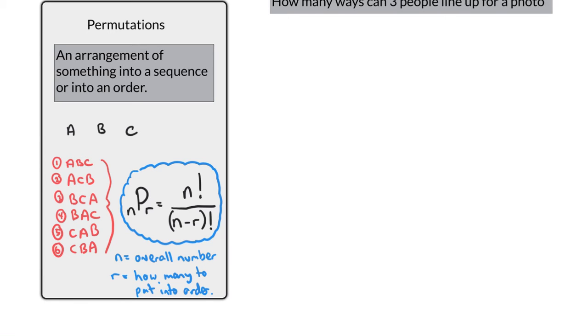So one of the favorite questions is how many ways can 3 people line up for a photograph? We've actually already done this. Look, with A, B, and C. We can call these people A, B, and C. And we've proved over on the left-hand side here there are 6 ways. So we know there's 6 ways. But of course we want to use the formula just in case this number gets bigger and bigger.